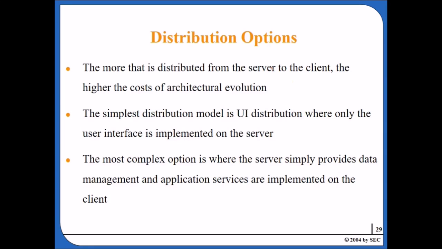There are distribution options also. The more that is distributed from the server to the client, the higher the cost of architecture evolution. The simplest distribution model is user interface distribution, where only the user interface is implemented on the client. The most complex option is where the server simply provides data management and application services are implemented on the client.